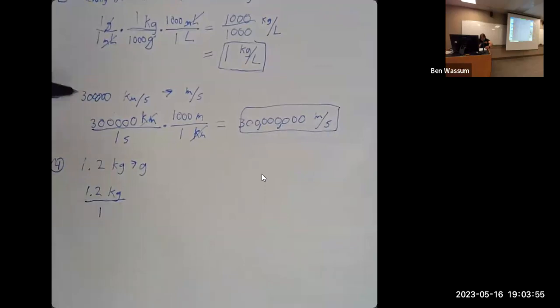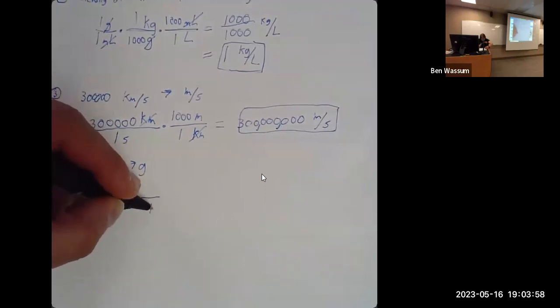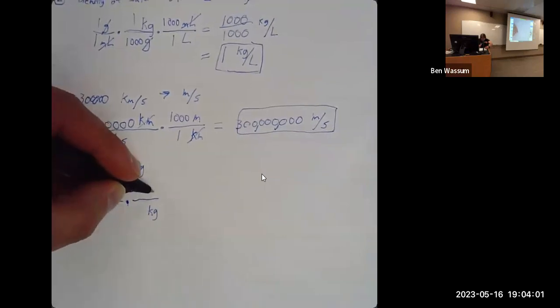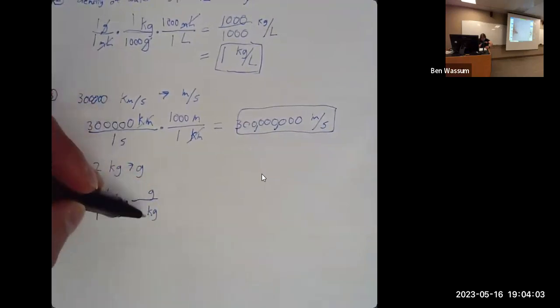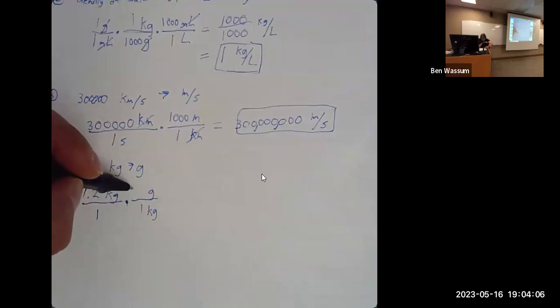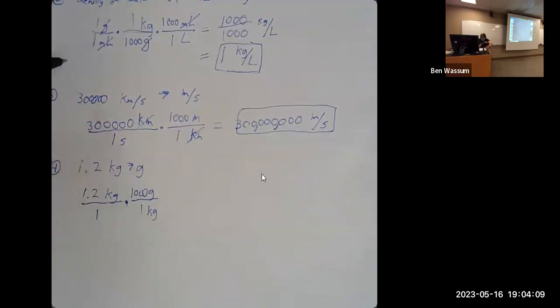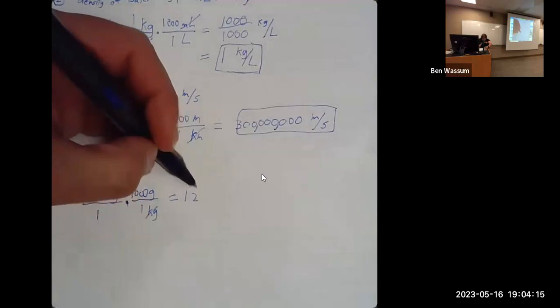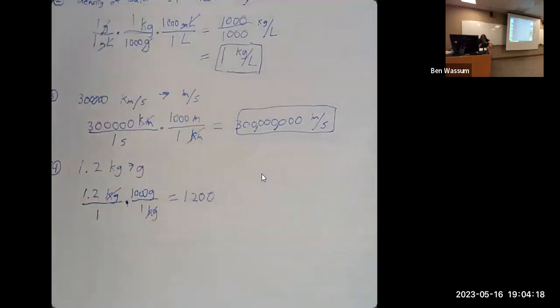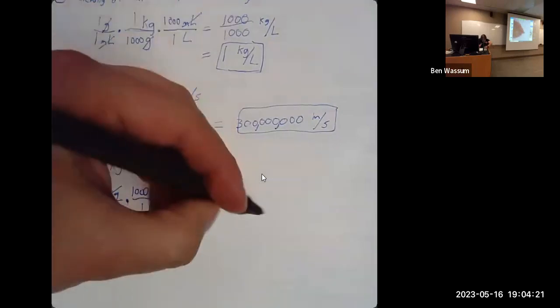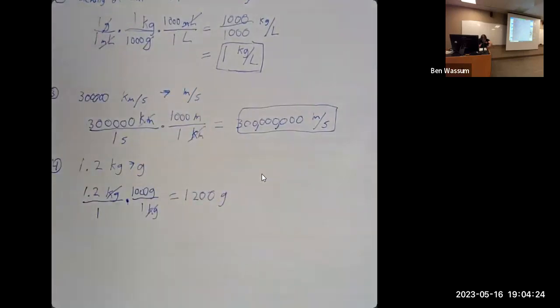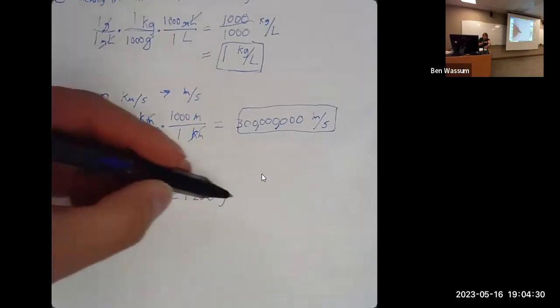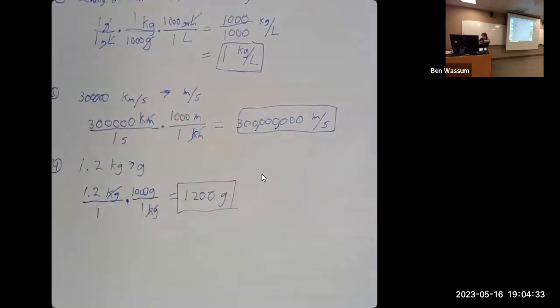Well, kilograms to grams. Kilograms would have to be on the bottom so it can cancel. And remember, a kilo anything is 1,000 of the regular unit. So the kilograms cancels out, and we end up with 1,200 grams. Yay.